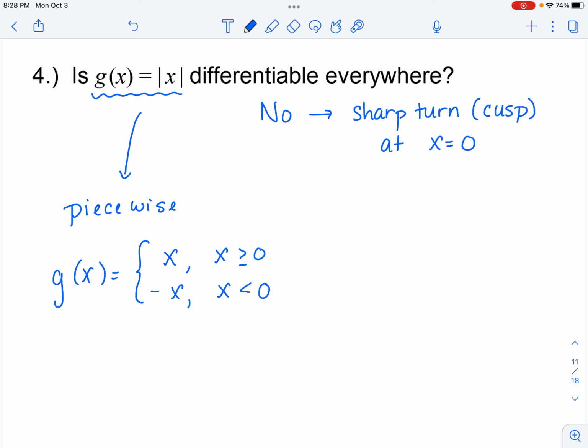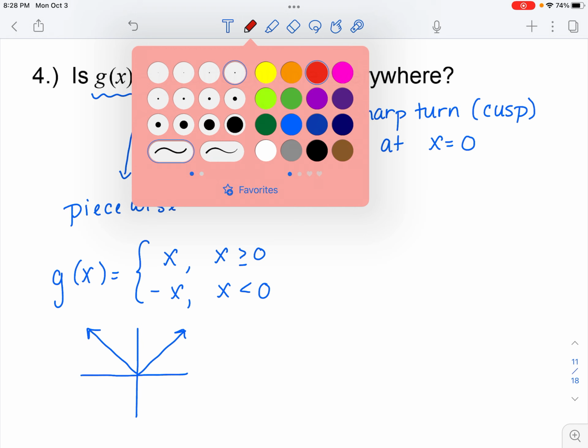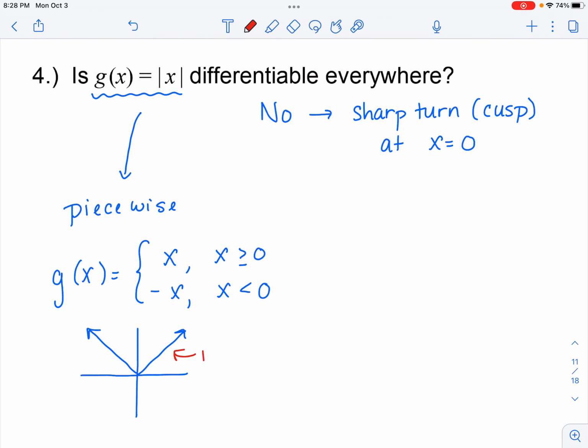So then, graphically, we're looking at y equals x over there and y equals negative x on the other side. Well, what is the slope of this line? The slope here is positive 1. And then on this one, the slope is negative 1. So what that tells me is this.